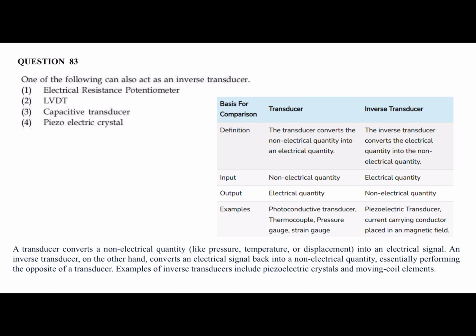Next question. One of the following can also act like an inverse transducer. So different options are given. So let us see the definition of transducer and inverse transducer. The transducer converts non-electrical quantity into electrical quantity, whereas inverse transducer converts electrical quantity into non-electrical quantity. Examples of transducer are photoconductive transducer, thermocouple, pressure gauge, strain gauge. Examples of inverse transducer are current carrying conductor placed in a magnetic field, piezoelectric transducer.